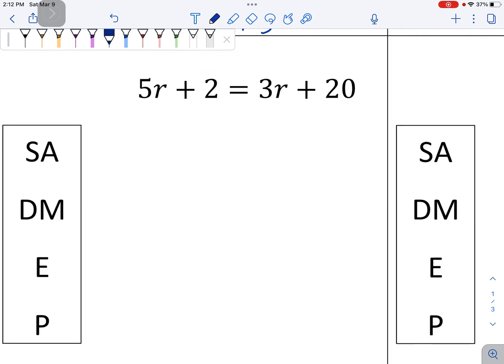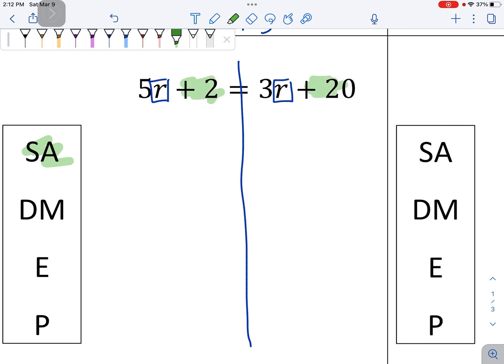All right, next one, I'm going to find my variables. There's an r on the left side and an r on the right side. And I'm going to make the wall. Right. So I am going to get rid of my pluses. Oh, this one's a little bit trickier though. Right? I see that there is a plus 2 and a plus 20. And I'm going to think, well, the opposite is to minus.